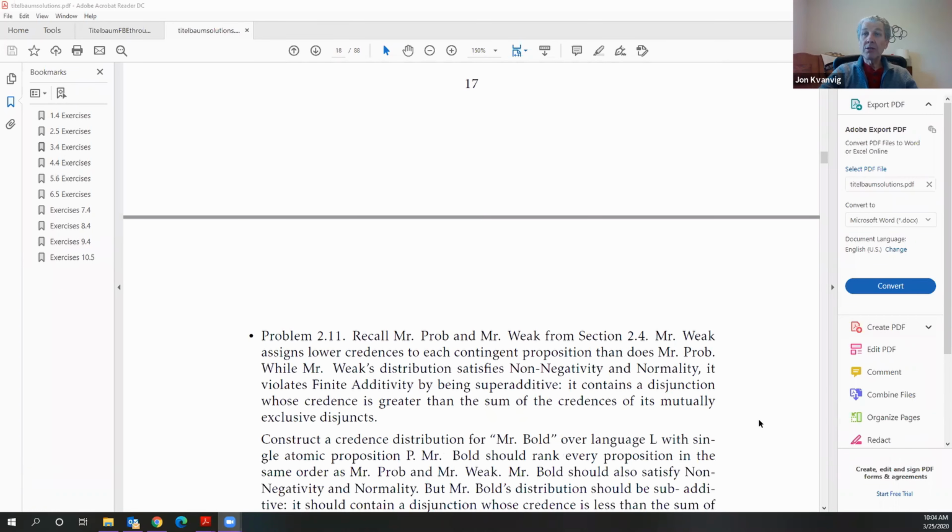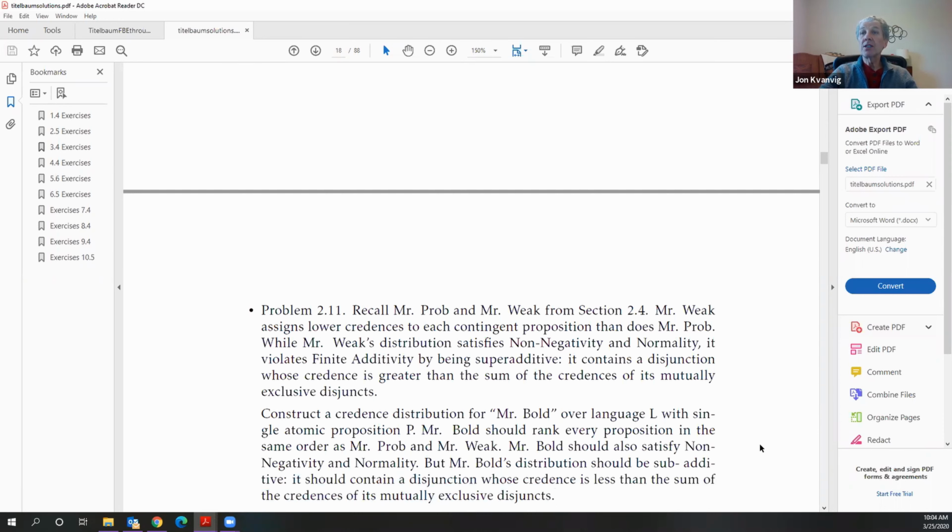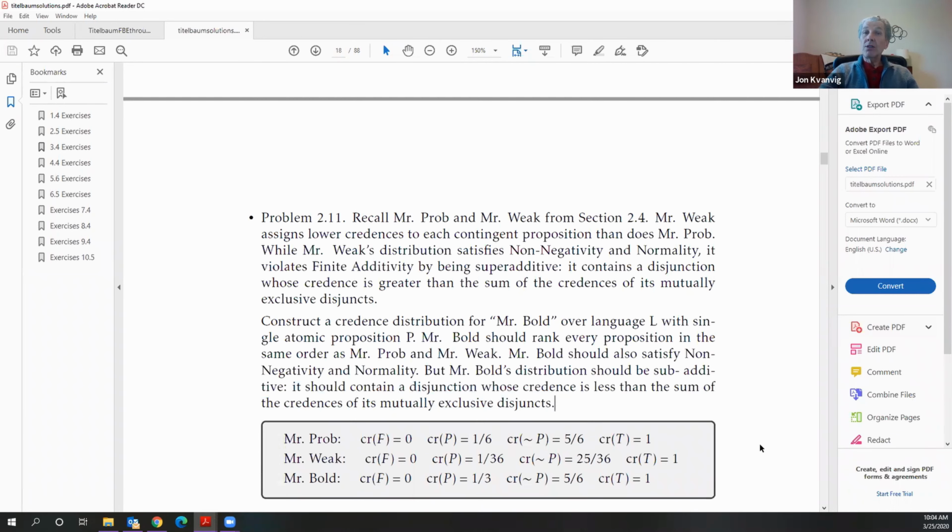Construct a similar credence distribution for Mr. Bold that instead of being superadditive is subadditive. It should contain a disjunction whose credence is less than the sum of the credences of its mutually exclusive disjuncts. So you add Mr. Bold at the bottom. Mr. Prob, Mr. Weak, and Mr. Bold, all three of them assign a credence of 0 to contradictions. They also assign a credence of 1 to tautologies.